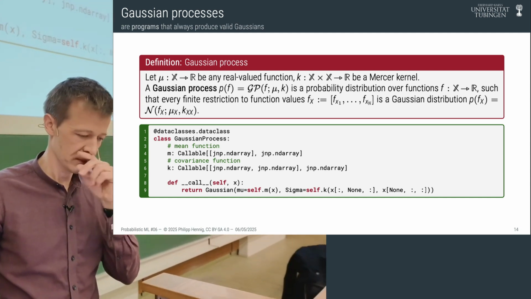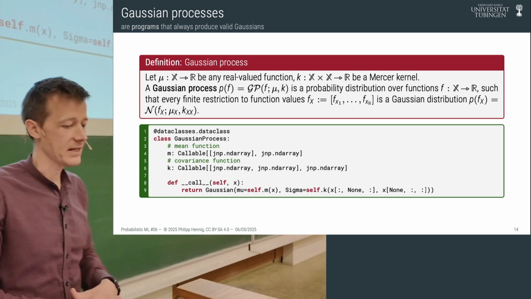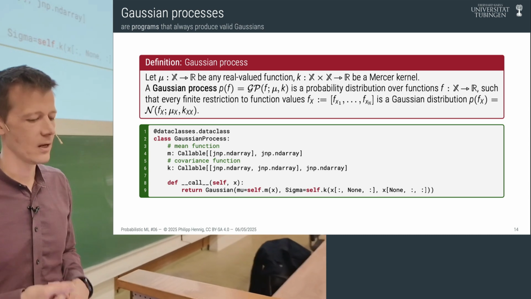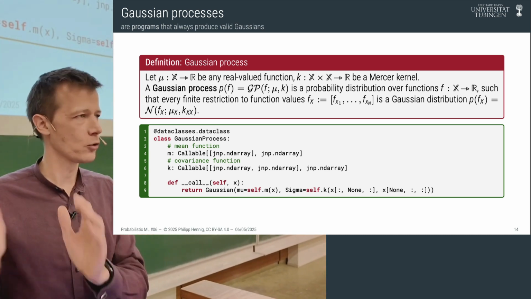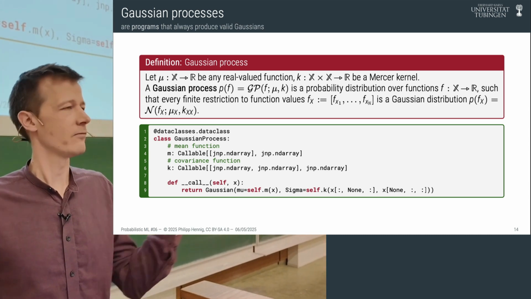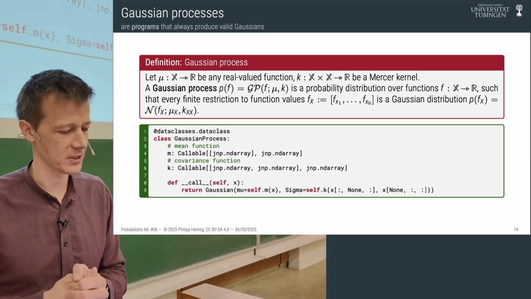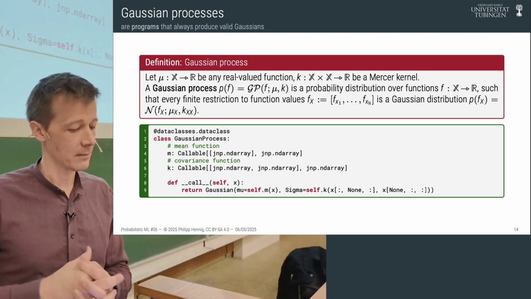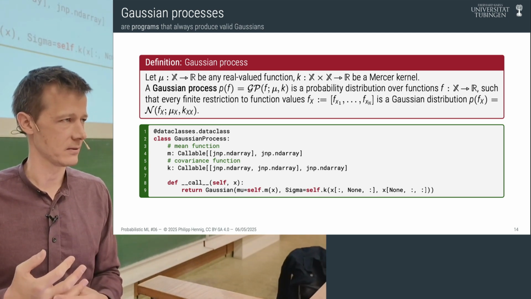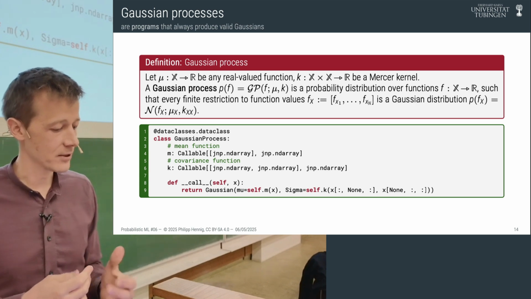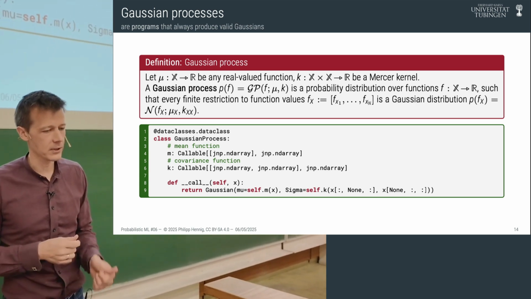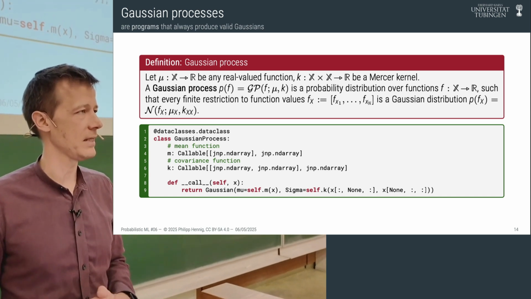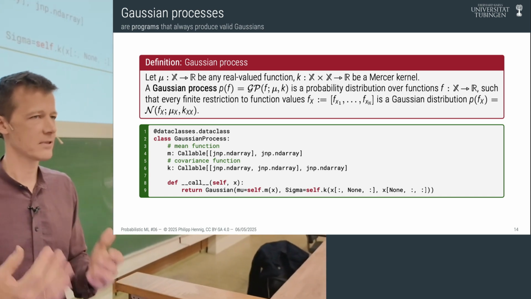A Gaussian process is the following thing. Take any arbitrary real-valued function, mu, call it the mean function. Take such a Mercer kernel, such a cool thing, someone gives you this function that makes sure that you always get a positive definite matrix. Then a Gaussian process is a probability distribution over functions mapping from inputs to real numbers, such that every finite restriction to function values, so every instantiation of our lazy function, happens to be a Gaussian object.